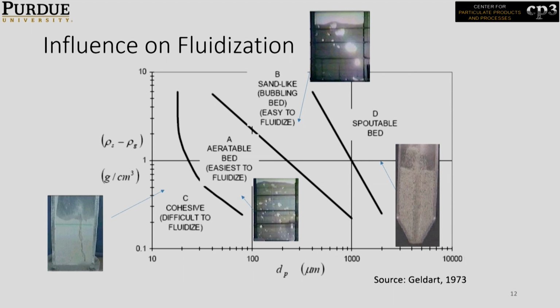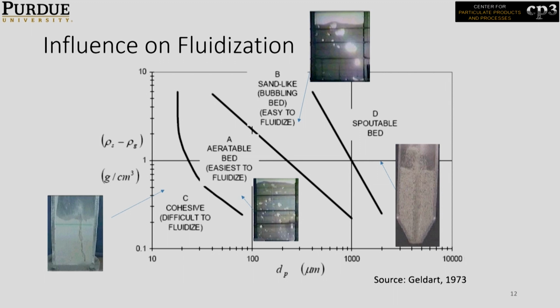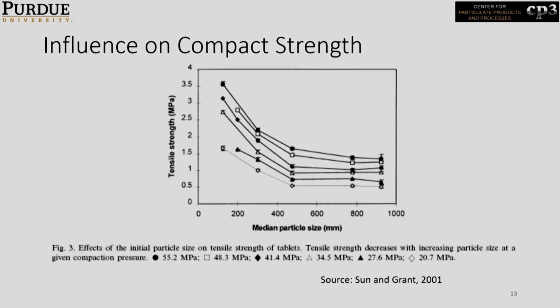Or if they are very large in size, then they become spoutable, not fluidizable. You all know about popcorn, right? How the popcorn machine works. So mostly it's a spouted bed rather than a fluidized bed, right? So you might end up with a spoutable bed rather than a pneumatic conveying system.